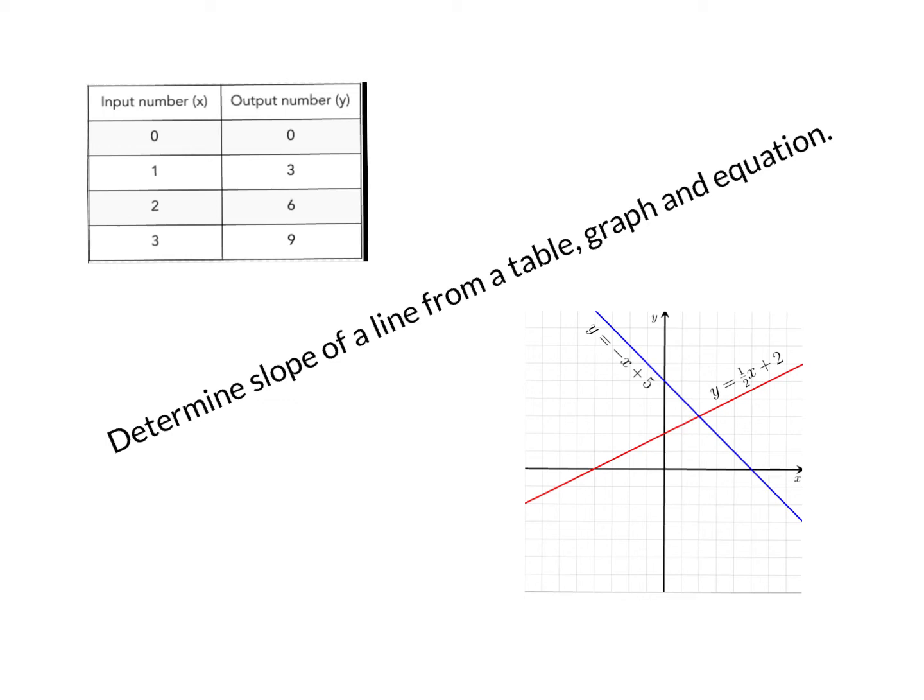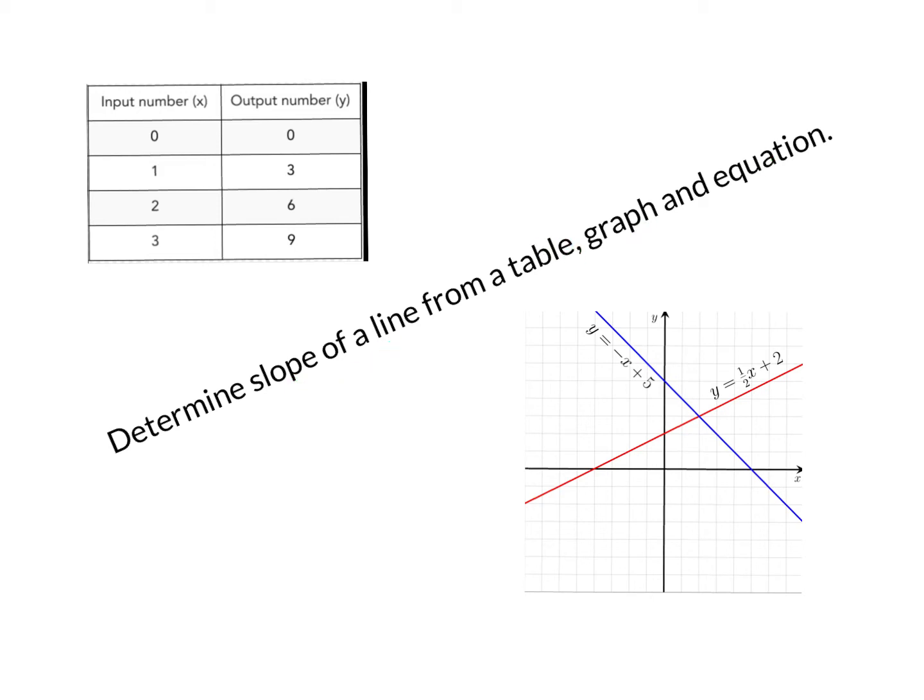In this video lesson, we're going to learn to determine slope of a line from a table, a graph, an equation. So I've just kind of given you an example of a table here. We have two different graphs over here, or a graph of a line. And then you can also see equations that go with the graph. So again, we're going to be able to determine slope of a line just from looking at a table, a graph, or an equation.